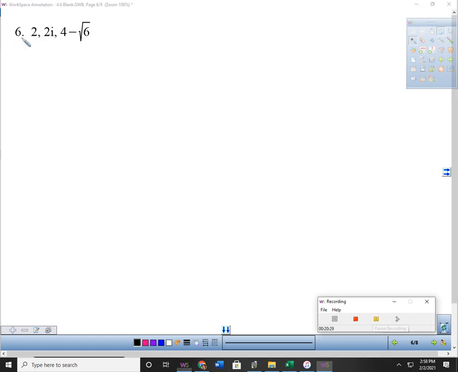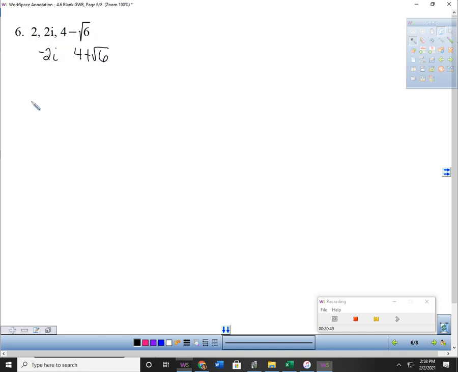So on number 6, I've actually put in an i and a root. So if 2i is one of my zeros, then so is negative 2i. And 4 minus the square root of 6, then so is 4 plus the square root of 6. So in the end, the degree of my polynomial should be what? 5. 1, 2, 3, 4, 5.